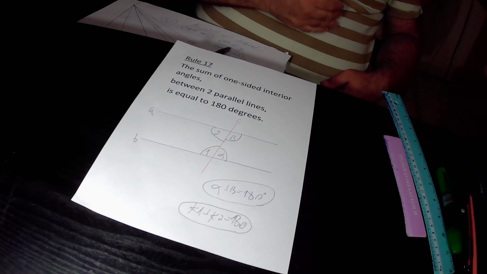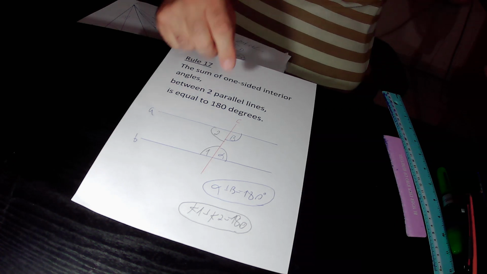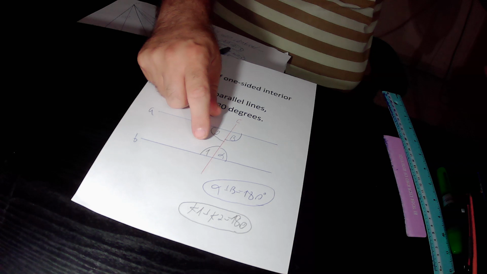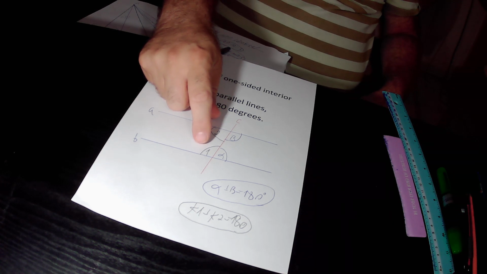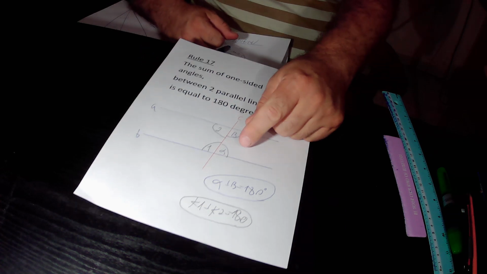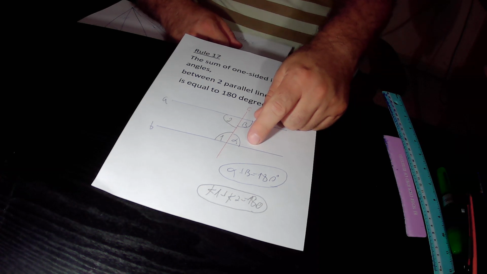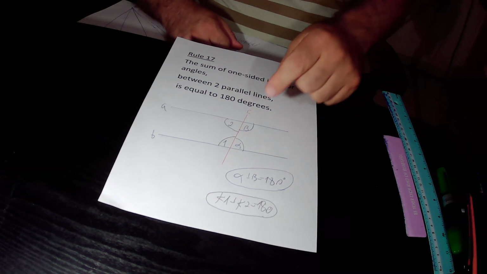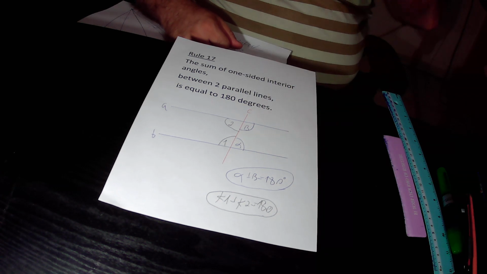And according to this rule, rule 17, the sum of two one-sided interior angles is equal to 180 degrees. That is to say, angle 2 plus angle 1 in total is equal to 180 degrees. Likewise, those two angles alpha and beta are also defined as one-sided interior angles, and according to rule 17, the sum of those two angles is equal to 180 degrees. That is to say, alpha plus beta equals 180 degrees.